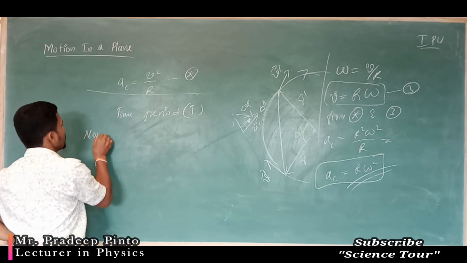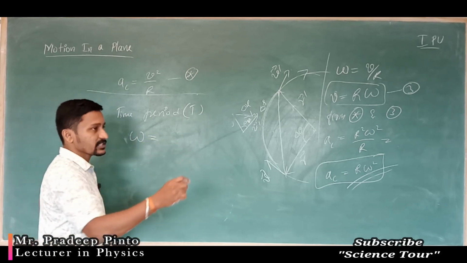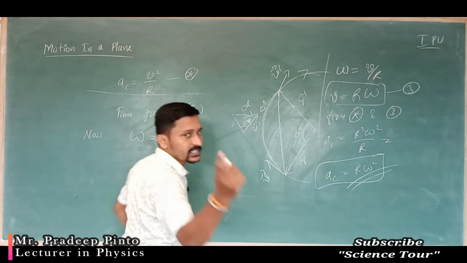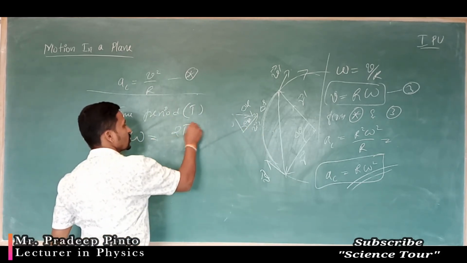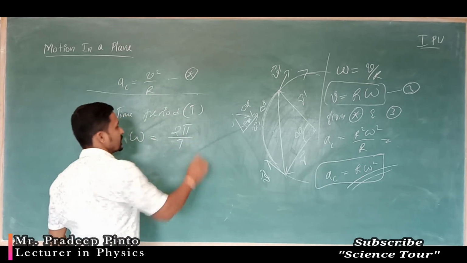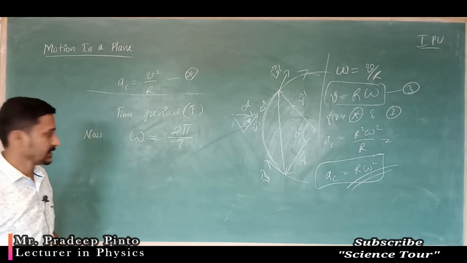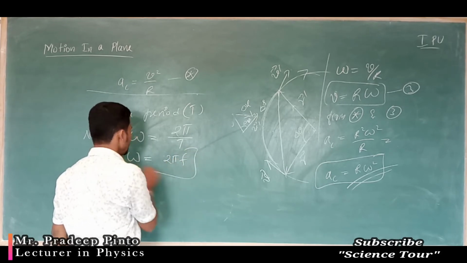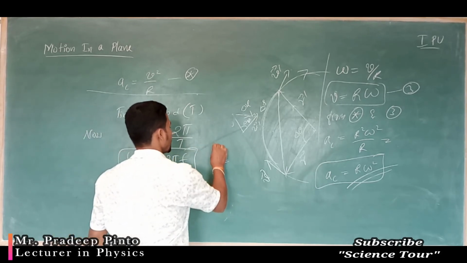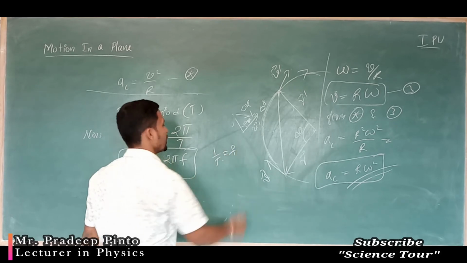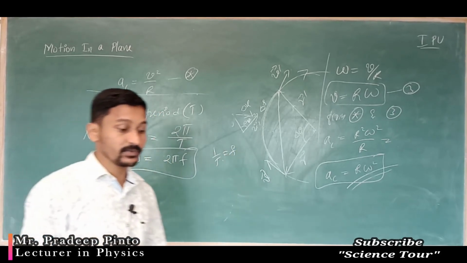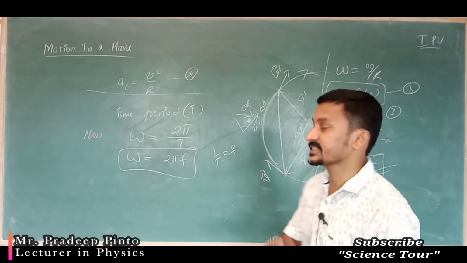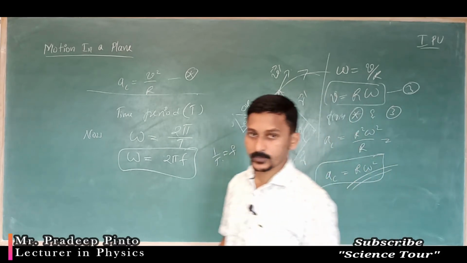Now omega: one rotation means how much? One rotation means 360 degrees, that is 2 pi, divided by T. So omega is equal to 2 pi f. Why? Because 1 by T is nothing but f. What is f? F is nothing but frequency. Frequency means the number of rotations per second.